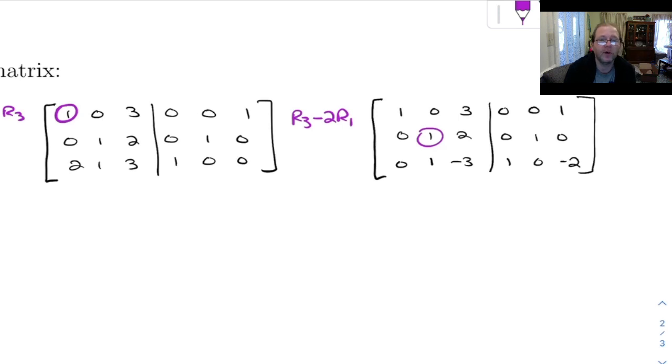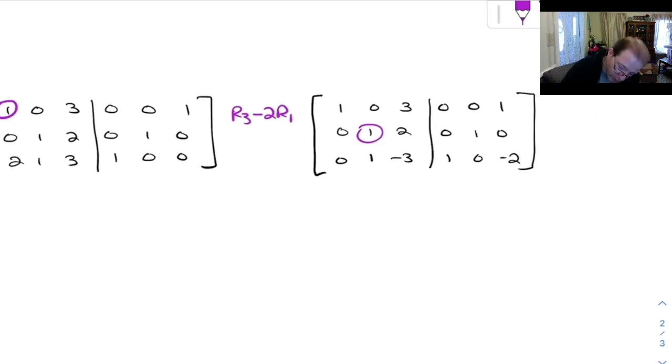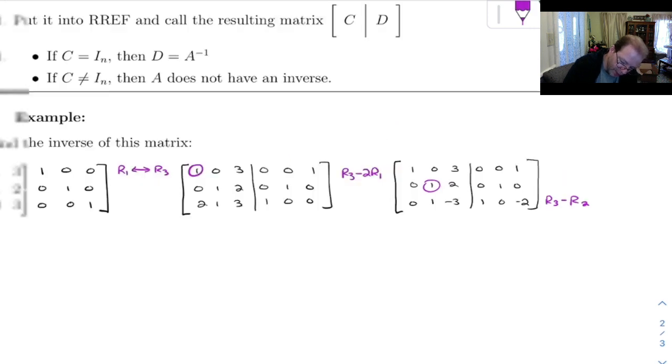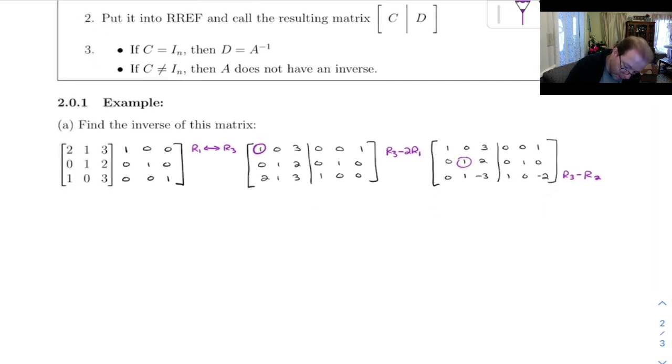Now we're in luck because we've already got a 1 there, so we can use that as our pivot. We'll do row 3 minus row 2. We're a little fortunate we've already got a 0 here, so we don't have to clear that one out. So row 3 minus row 2. So we get 0 minus 0, 1 minus 1, negative 3 minus 2, 1 minus 0, 0 minus 1, and negative 2 minus 1. All right, so we get this.